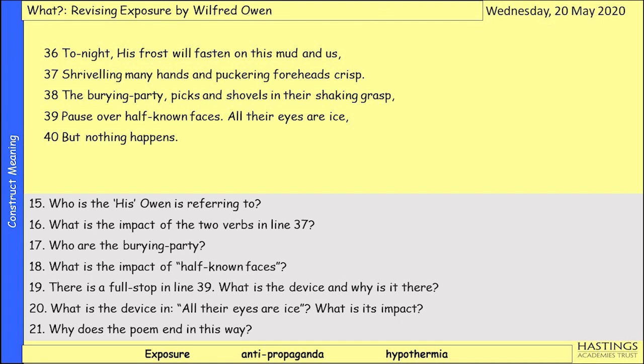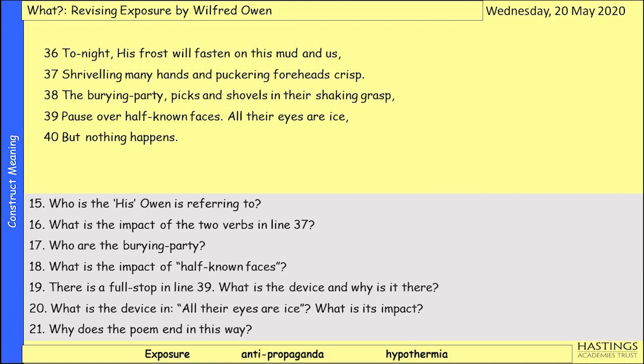Stanza 8. Tonight his frost will fasten on this mud and us, shrivelling many hands and puckering foreheads crisp. The burying party, picks and shovels in their shaking grasp, pause over half-known faces. All their eyes are ice, but nothing happens. Pause the video now and answer the questions below.